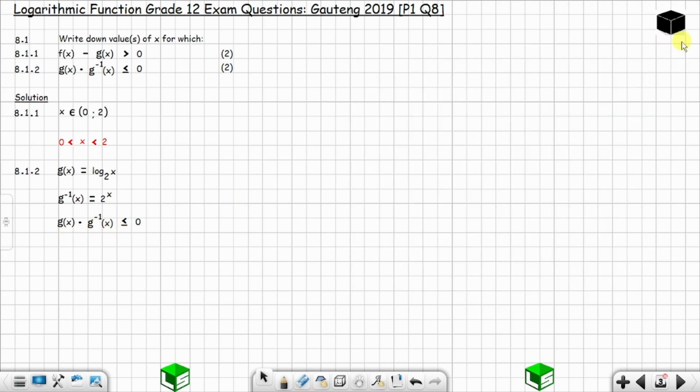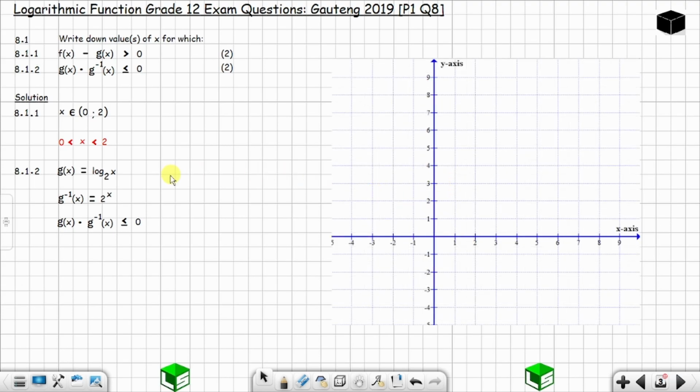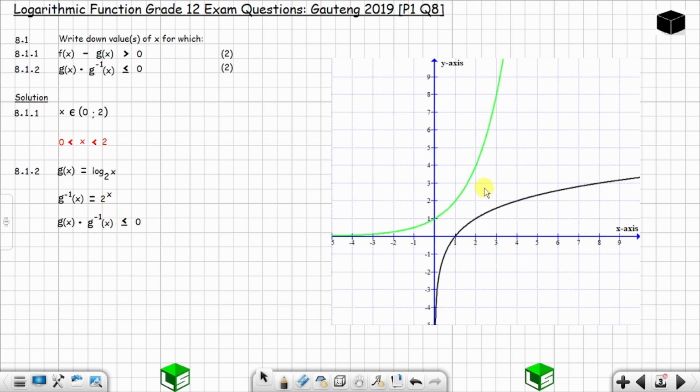Let me close this. I'm going to have the two graphs, the graph of g and the graph of the inverse of g, on the same Cartesian plane so that you can compare the two. Okay, this is the graph of g and the graph of the inverse of g. I hope by now you know how to draw this. Please check my other videos in which I explained how to draw this. Okay, so these are the two graphs, the graph of g and the graph of the inverse of g.